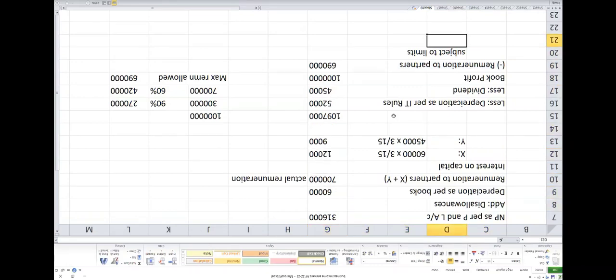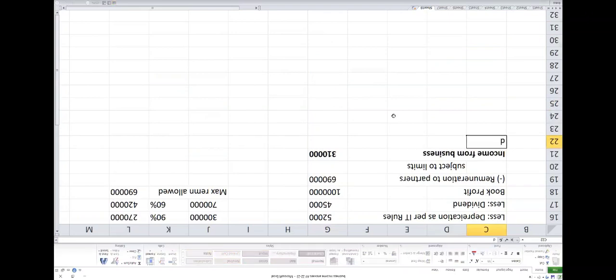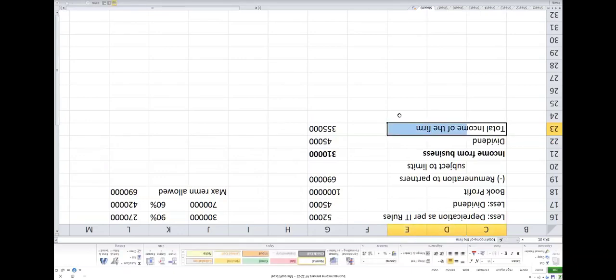So that is the income from business. After deducting all that, you get income from business. Now, what is the total income of the firm? There is also dividend, isn't there? Dividend is 45,000. So the total income of the firm is this. That's all.